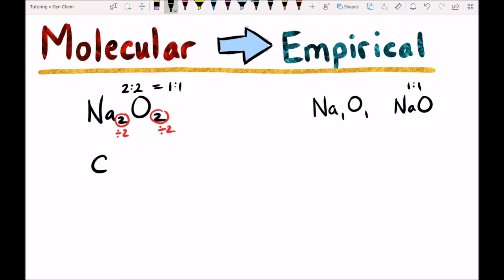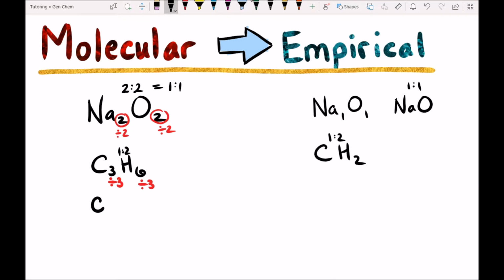And we have C3H6, that's cyclopropane. The greatest common factor between 3 and 6 is 3. So we'll divide 3 by 3 and 6 by 3. What we get is C1H2. The ratio of 1 to 2 between carbon and hydrogen is maintained.